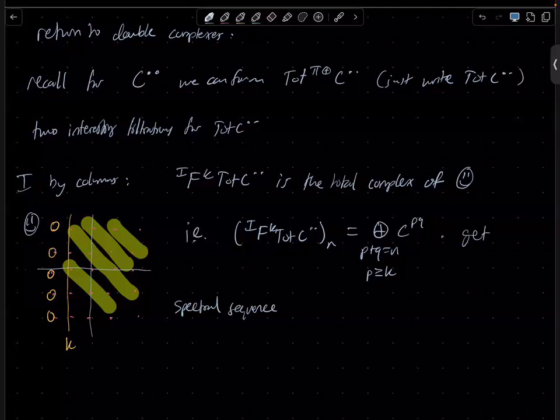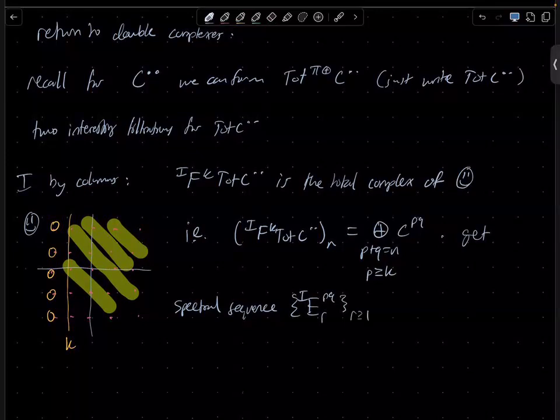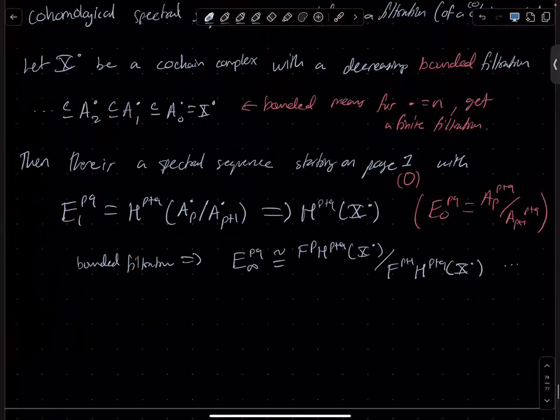So the spectral sequence we get, at least for the first page, you could start at 0. I will do 0 later, but it's the same thing, doesn't matter. So I specify r bigger than or equal to 1 with E1 PQ. Actually, I do start with 0 in this. So E0 PQ is just going to be this quotient, just like up here in the red.